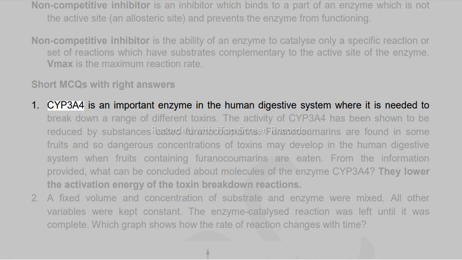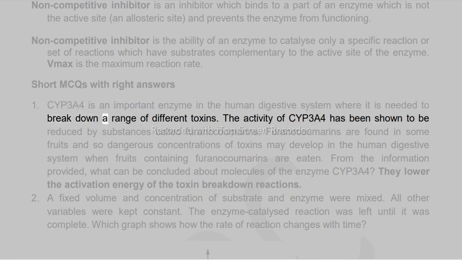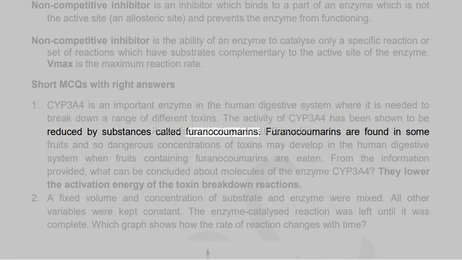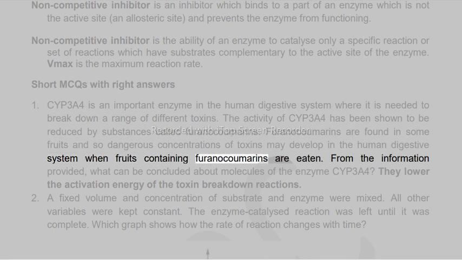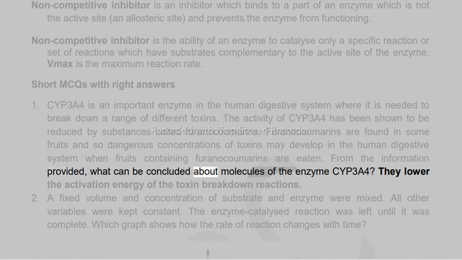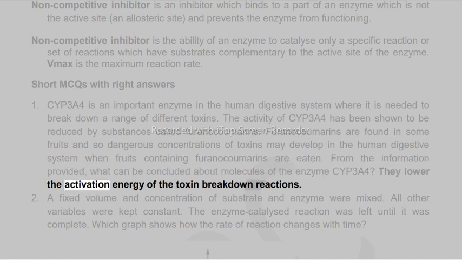1. CYP3A4 is an important enzyme in the human digestive system where it is needed to break down a range of different toxins. The activity of CYP3A4 has been shown to be reduced by substances called furanocoumarins. Furanocoumarins are found in some fruits, and so dangerous concentrations of toxins may develop in the human digestive system when fruits containing furanocoumarins are eaten. From the information provided, what can be concluded about molecules of the enzyme CYP3A4? They lower the activation energy of the toxin breakdown reactions.